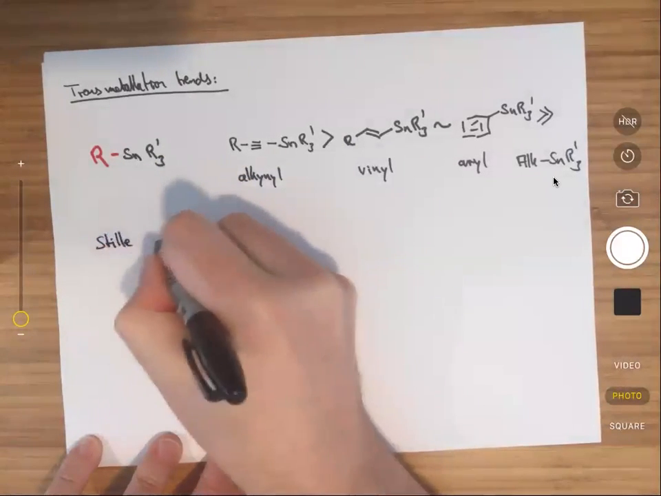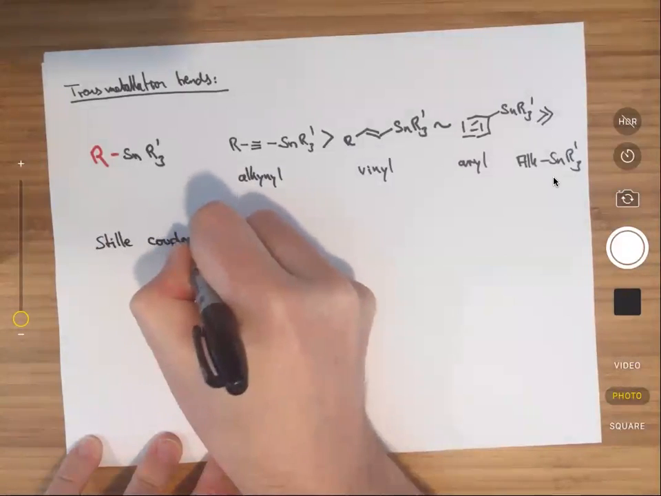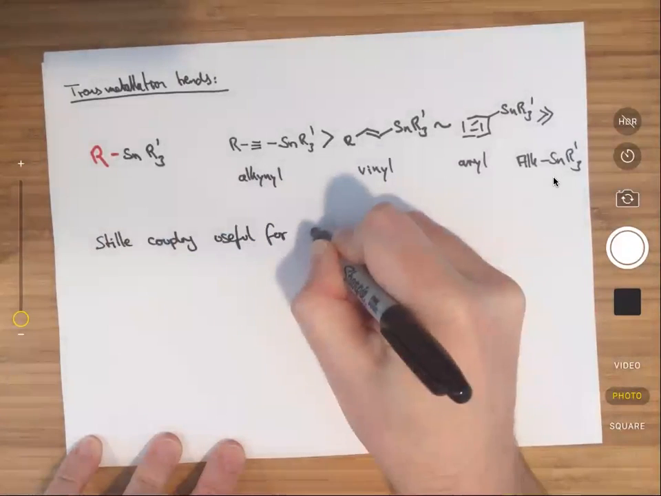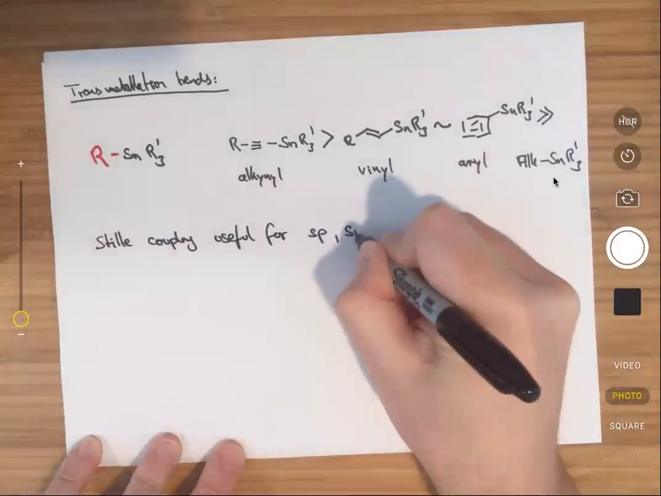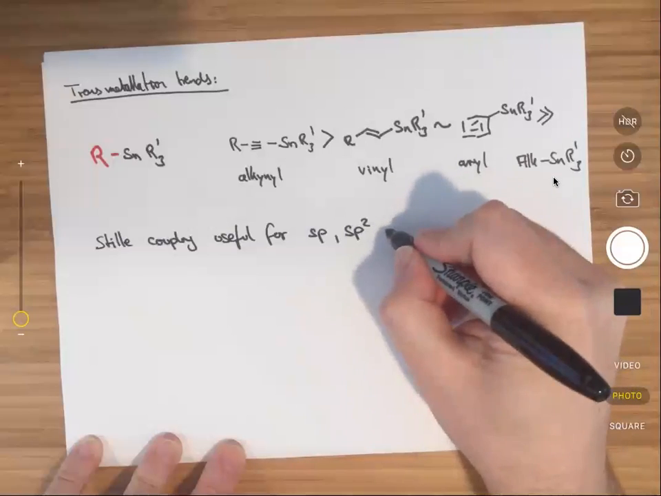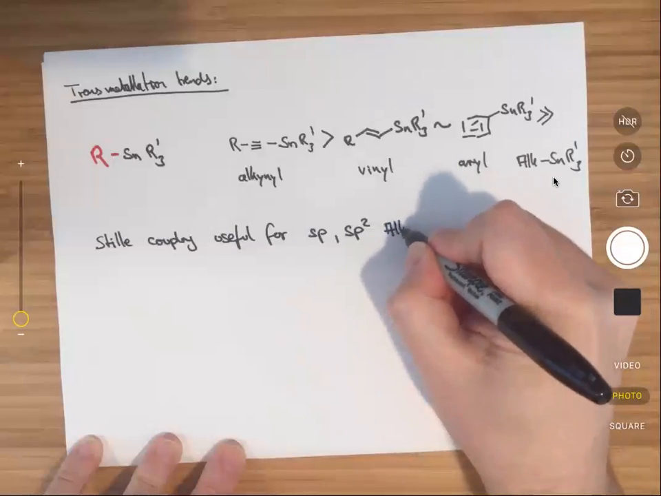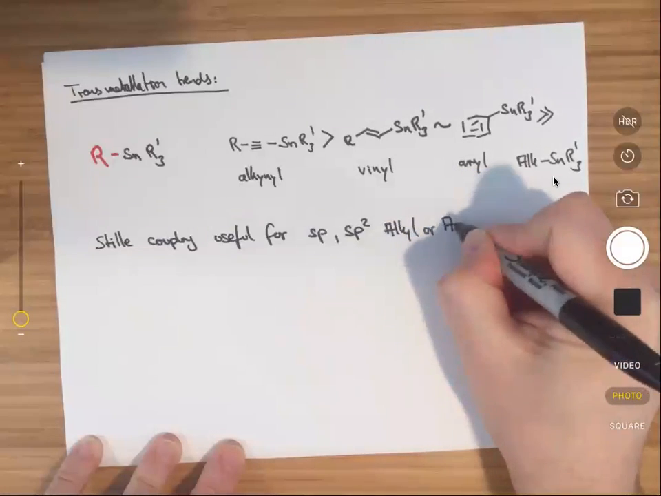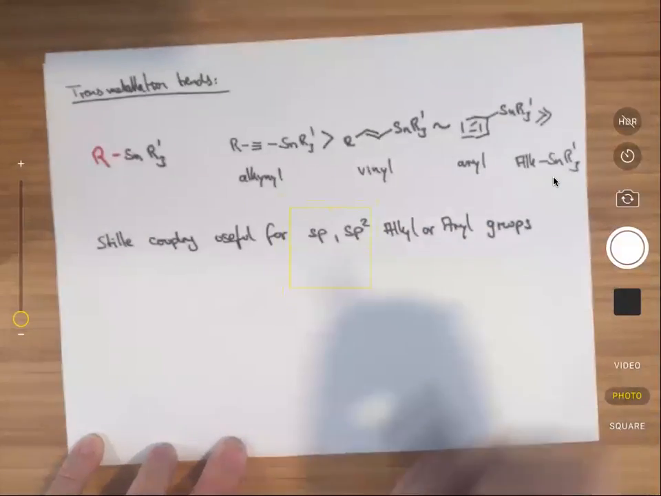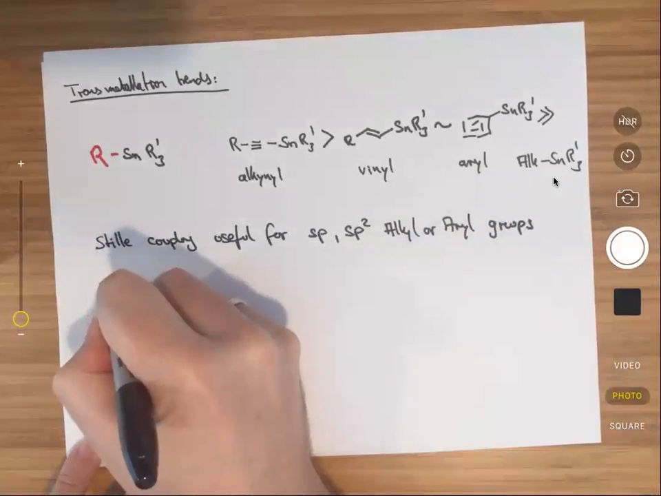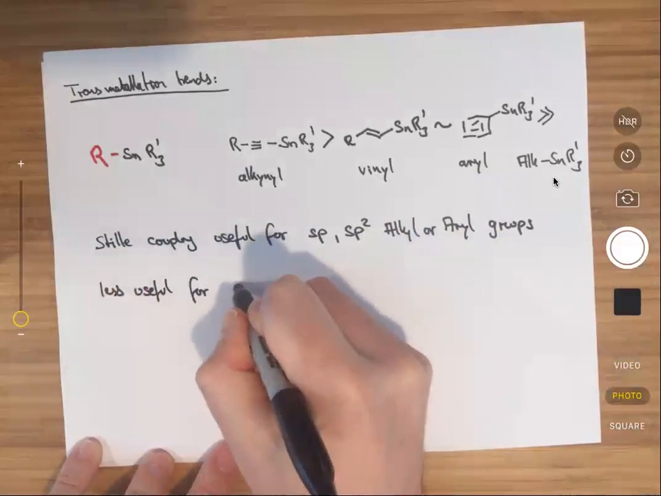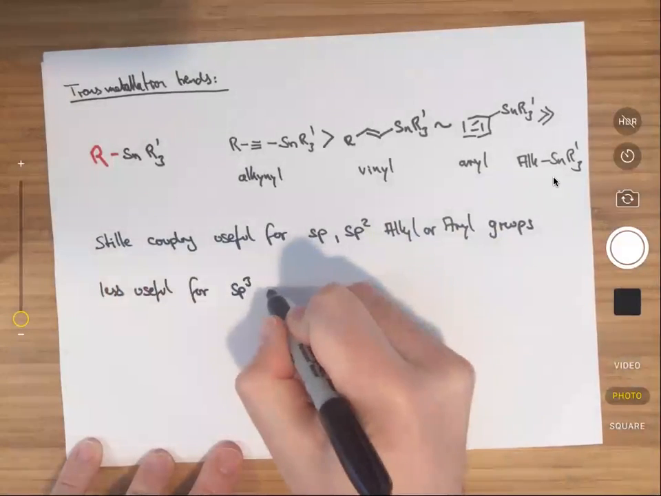So Stille coupling is useful for sp and sp2 hybridized alkyl or aryl groups, and less useful for sp3 hybridized alkyl.